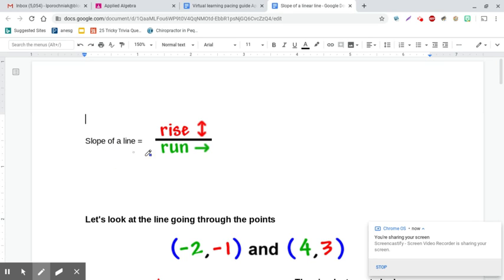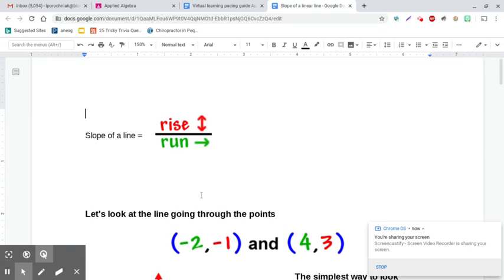First, the slope of a line is the rise over the run. All right? The rise is if it goes up or down, the run is left to right. So you are going to do your up or down first, and then your left or right on the bottom. Your answer is going to be in fraction form. So let's look at an example.